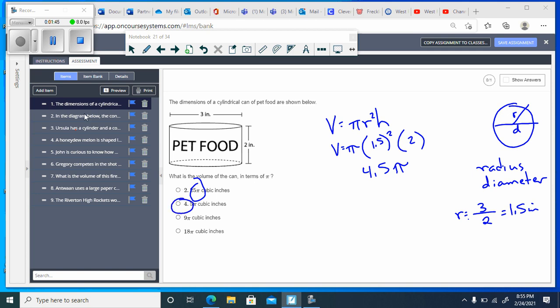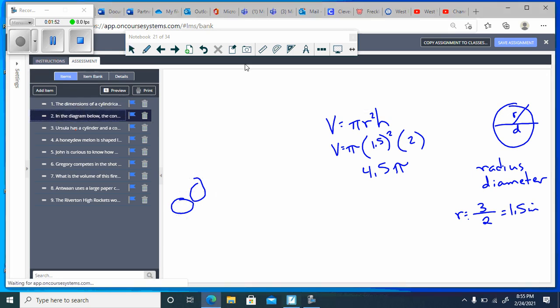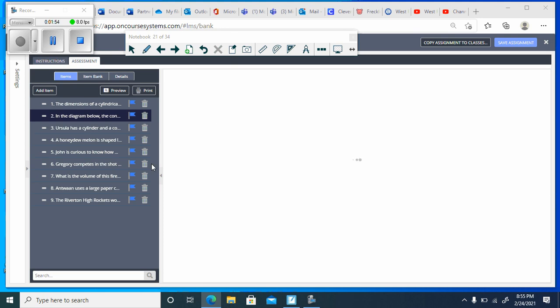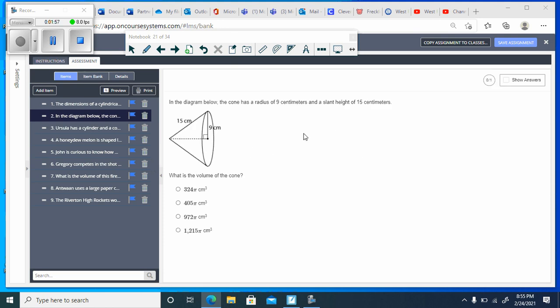Okay, let's look at 2. In the diagram below, the cone has a radius of 9 centimeters and a slant height of 15. Okay, find the volume of the cone. Look, it's got pi left in it, so you don't need to multiply by a number for pi. You leave pi in it. The volume of a cone is 1/3 pi r squared h.